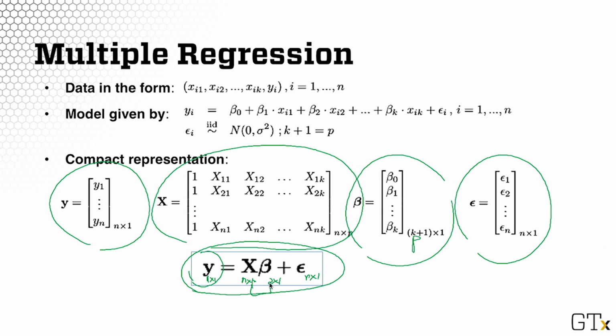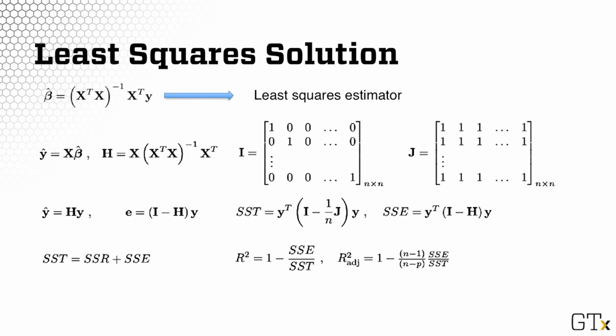So the p's are common, multiplication is possible, and the dimension of this is n times 1 for all three components. The very elegant least squares estimator of beta is given by this expression. In this estimator you take the transpose of the design matrix times the design matrix, then you take the inverse of this product and multiply by X transpose times y. So the estimator is a linear function of the observations.